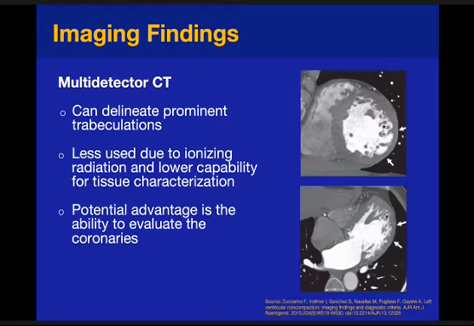Multi-detector CT can also be used and can delineate prominent trabeculations. However, compared to echo and MRI, it's less used due to ionizing radiation and lower capability for tissue characterization. However, compared to the two, it has a potential advantage to evaluate the coronaries.